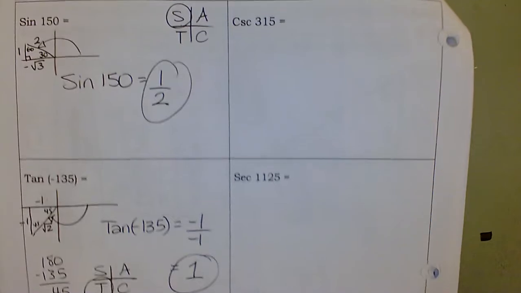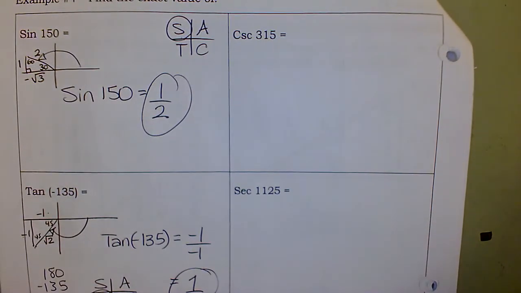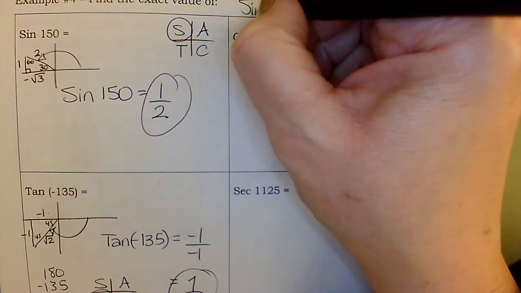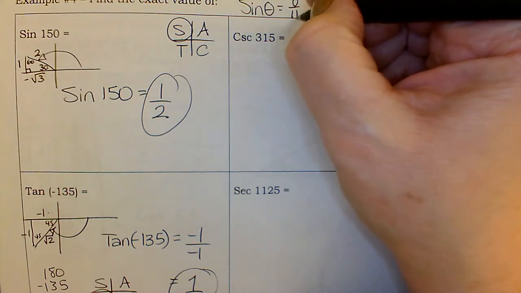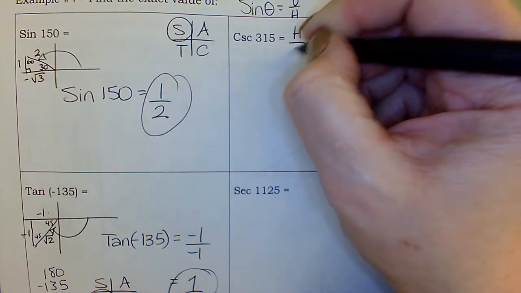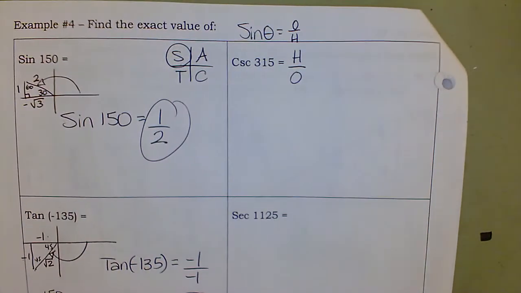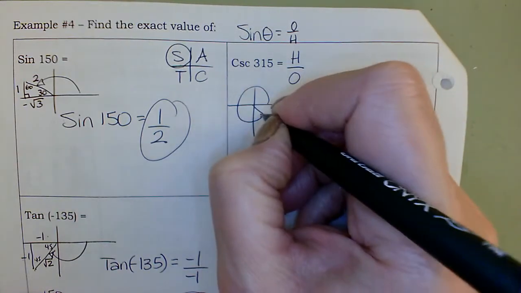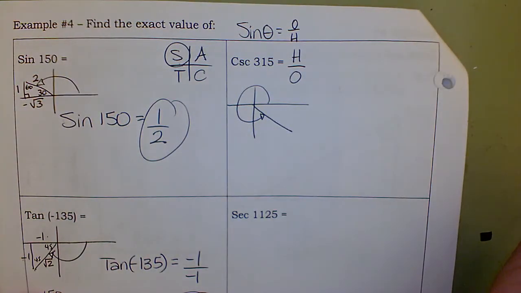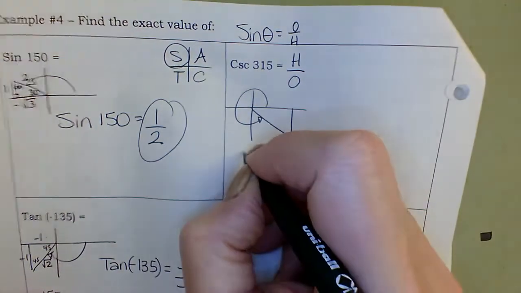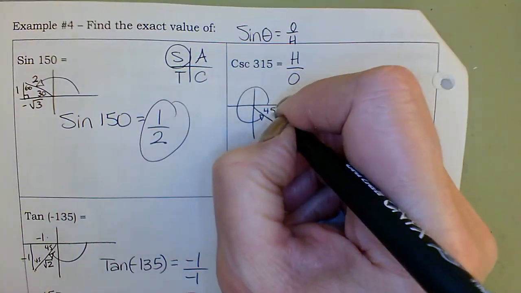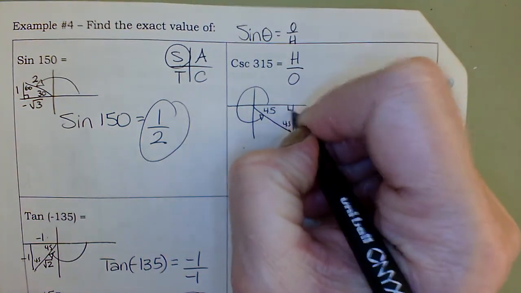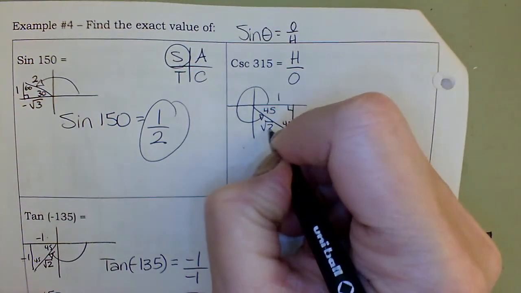Now we have the reciprocal trig functions. So cosecant is the opposite of sine, and sine theta is equal to opposite over hypotenuse. So this one needs to be hypotenuse over opposite. So again, 315 is going to be located in quadrant 4 with a reference angle of 45, because 360 minus 315 gives me a 45. And that gives me a 1, -1, and a root 2 again.